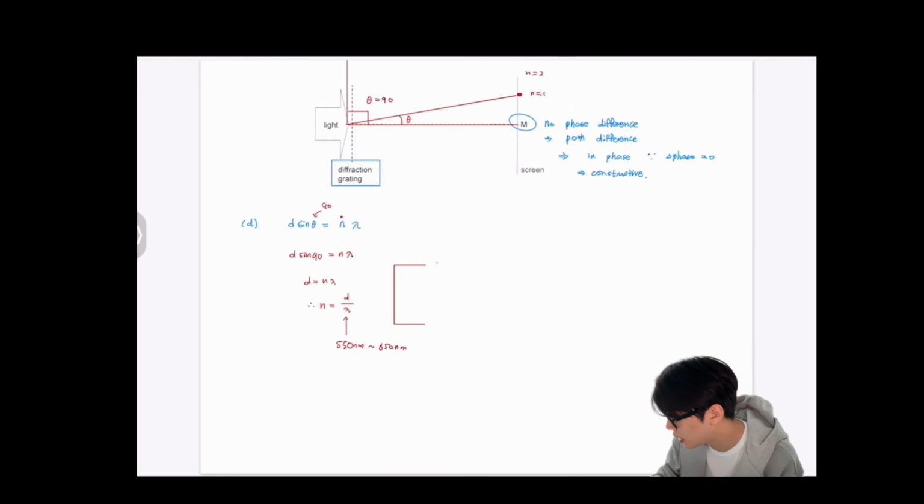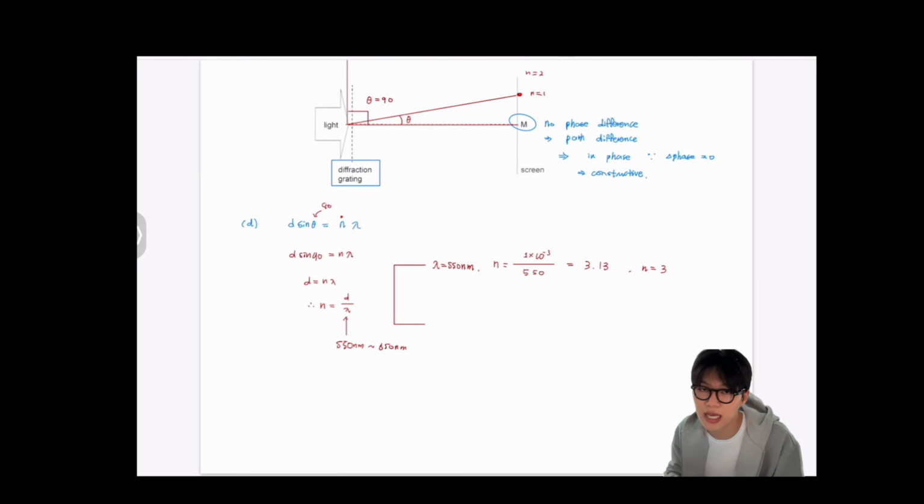So for n, when lambda equals 550 nanometer, n equals d over lambda. d was 1 times 10 to the negative 3 divided by lambda, in this case 550. If you calculate the number, you'll have n equals 3.13. So n is 3, because that has to be an integer number.